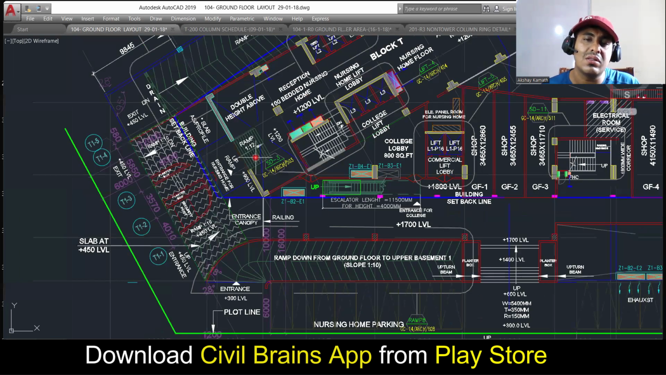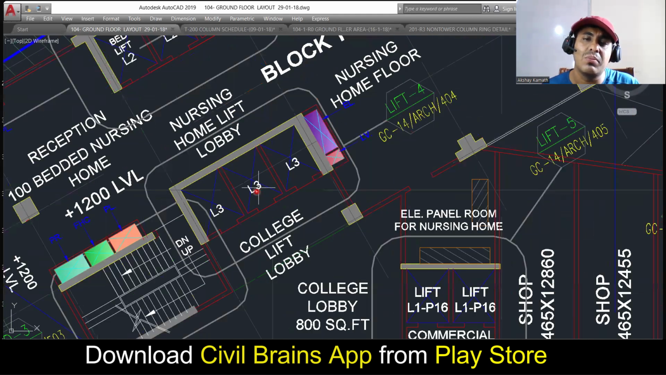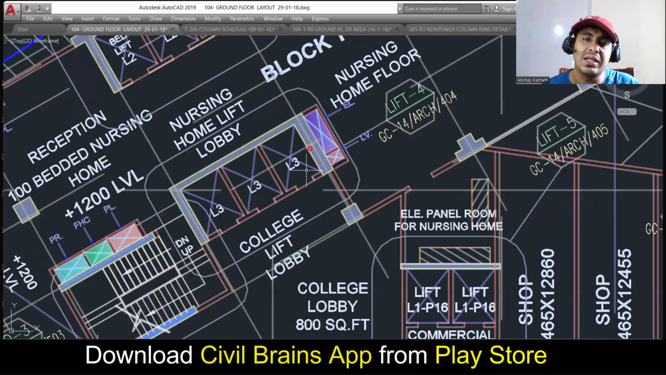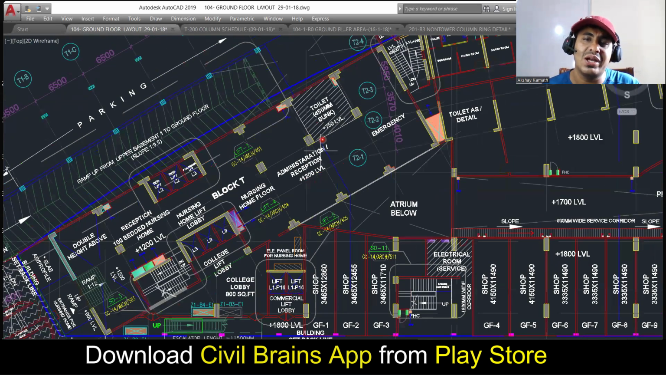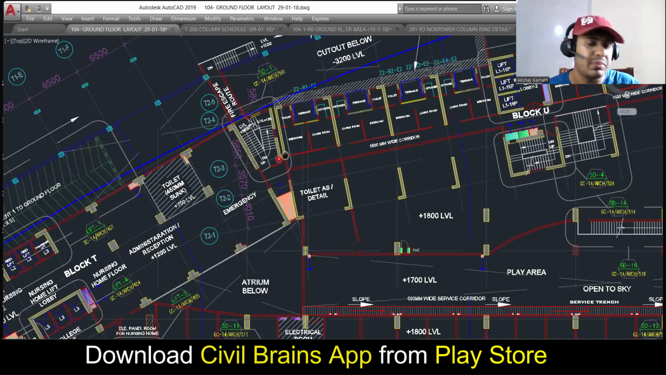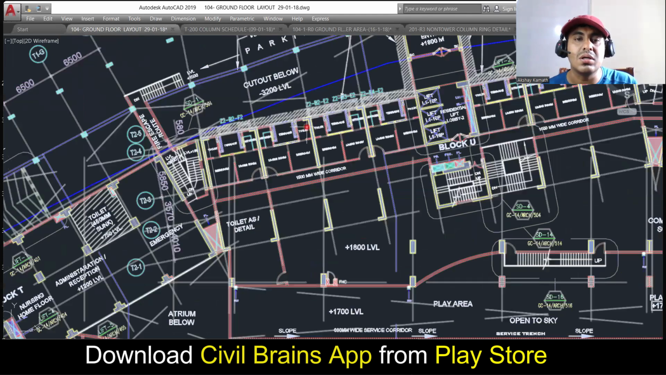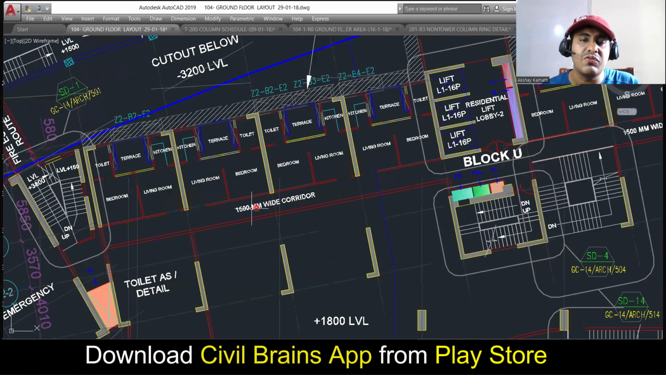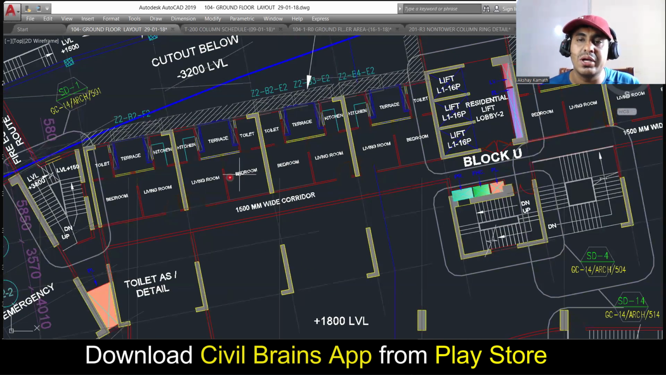So see here, there is some nursing home lift lobby here. So these are the lift lobby, what you can see from here. And then this is the administrative reception here. There's one toilet area here. Just try to see, that's enough. Don't think too much because I don't have a complete drawing. Then they have a 1500 wide corridor in this portion. And then all these are the living hall. Then there is a toilet and all.